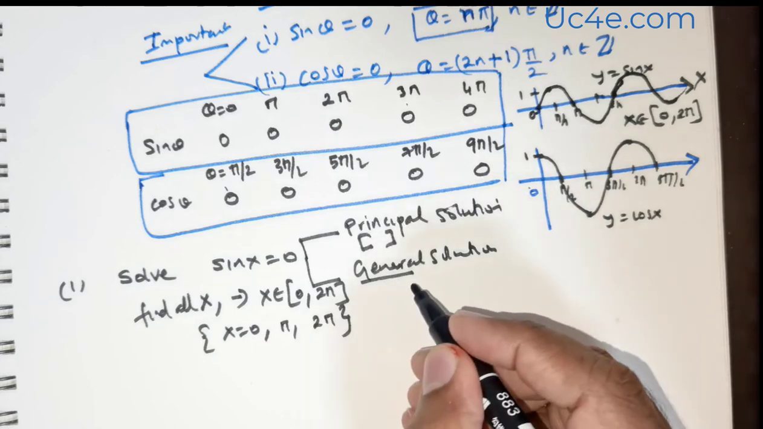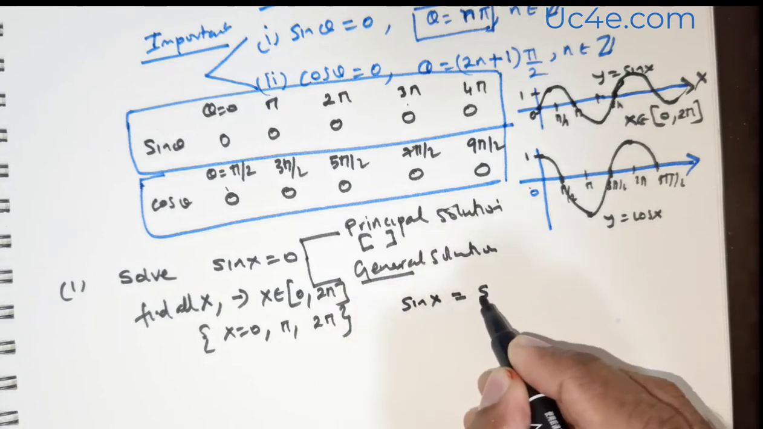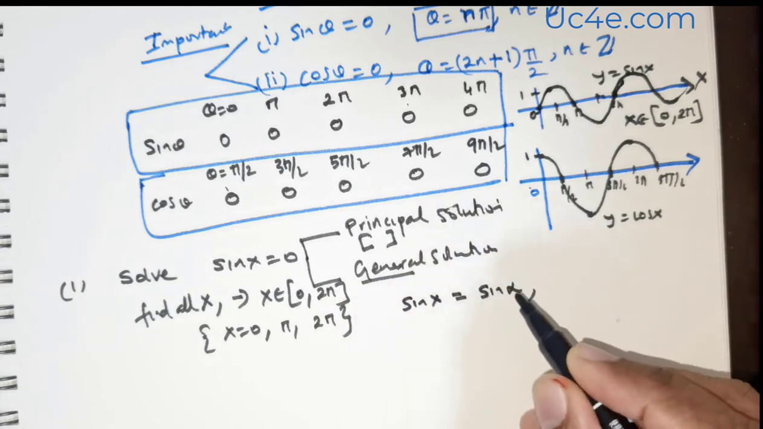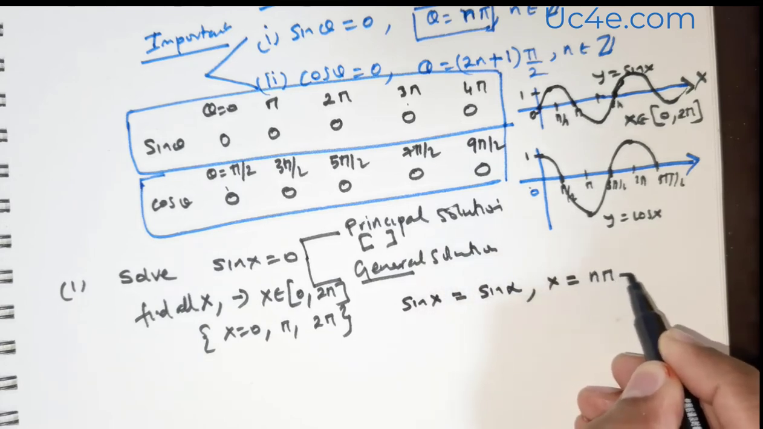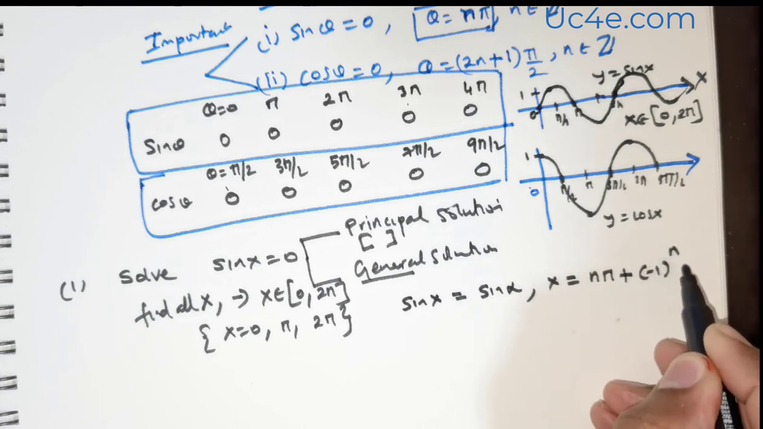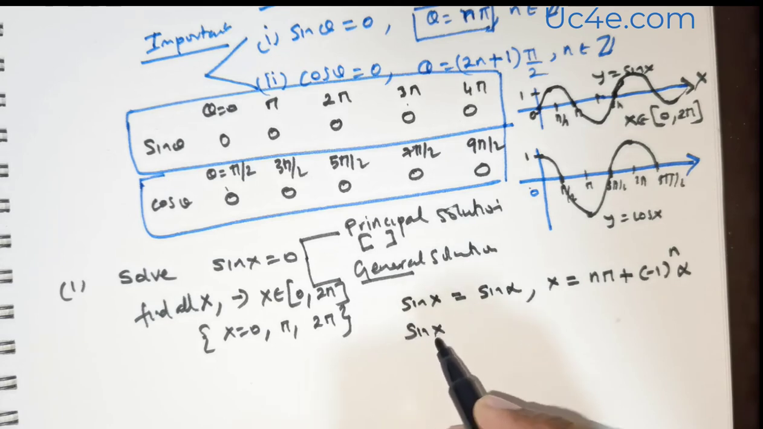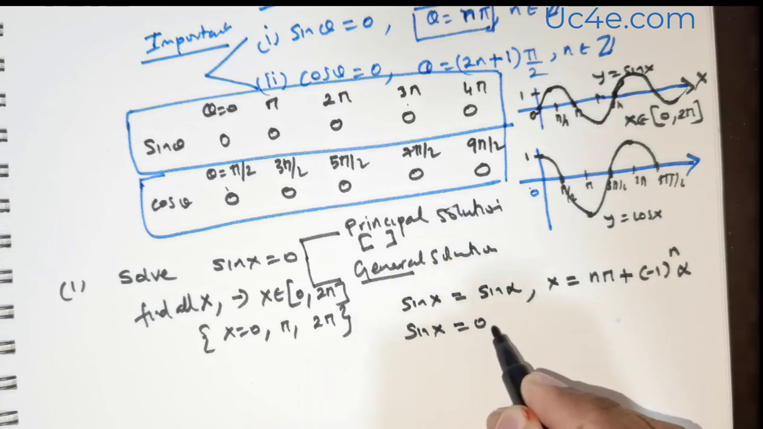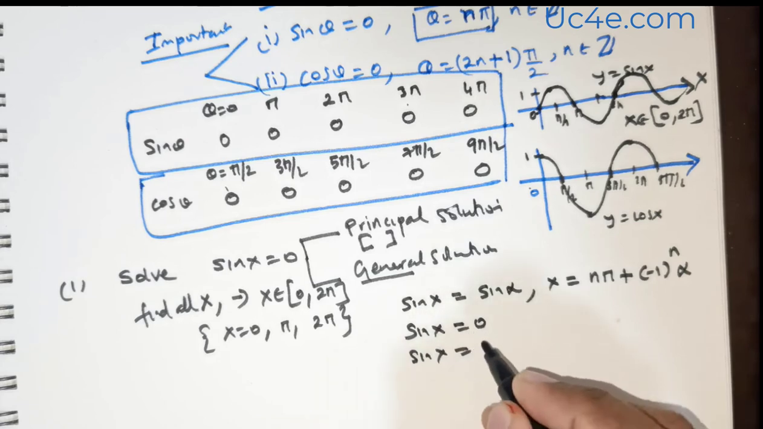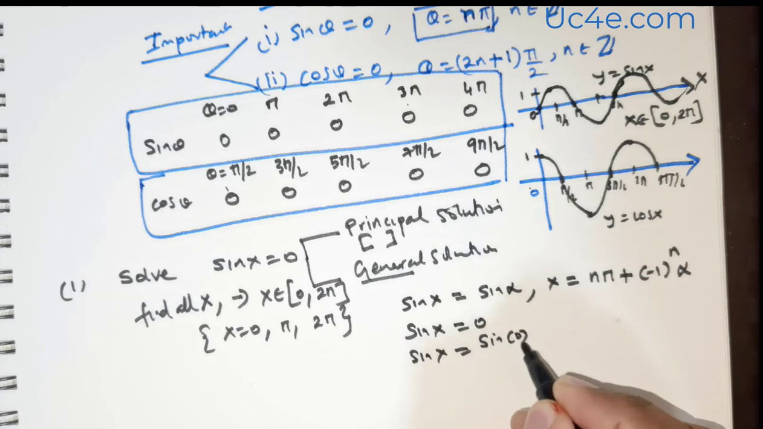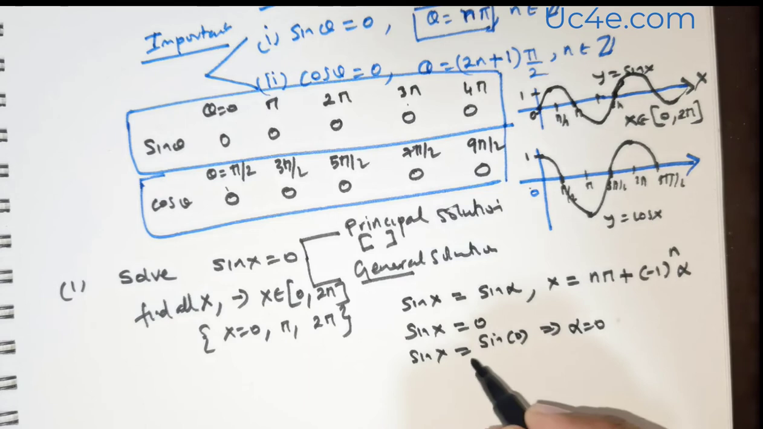So for the general solution, what we do is, we know that if sin x is equal to sin alpha, then the general solution is given as x is equal to n times pi plus negative 1 raised to the power of n times alpha, right? Now the question states that sin x is equal to 0. Now what I wish to do is rewrite this right hand side 0 as sine of 0. So clearly this would mean my alpha is equal to 0, right? Because sine 0 is going to be 0.